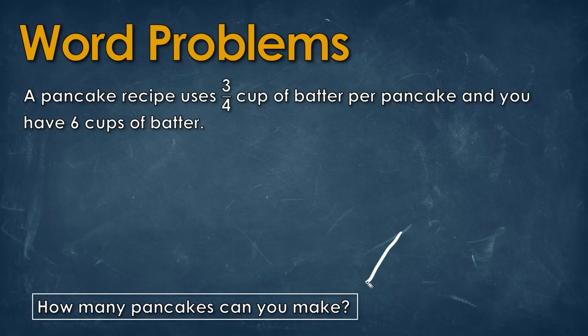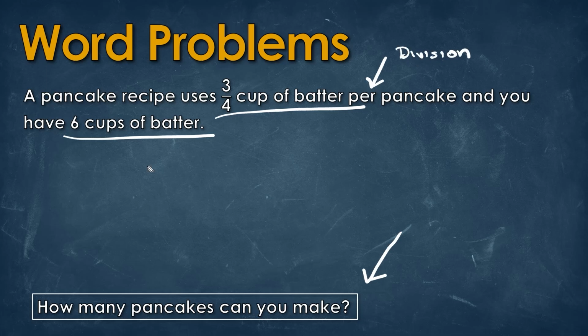For this example, we're trying to figure out how many pancakes you can make. So you have a recipe that says you need 3/4 cup of batter per pancake, and you have 6 cups of batter. This word per can always help you figure out that it's going to be, for the most part, division. So we have 6 cups of batter, and we're going to divide it by 3 over 4 cups per pancake.